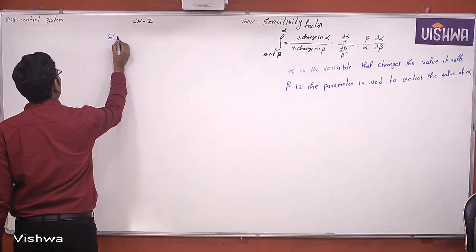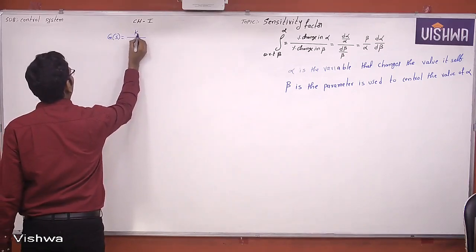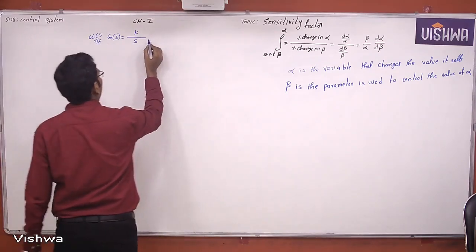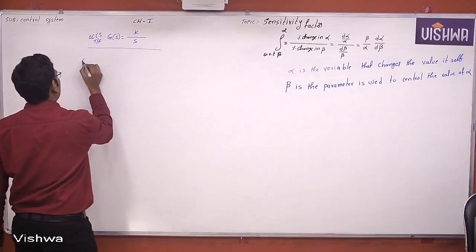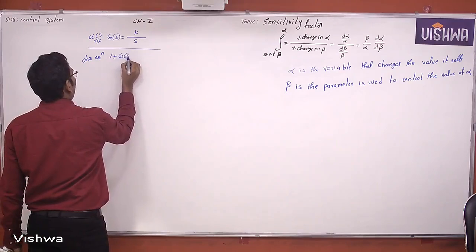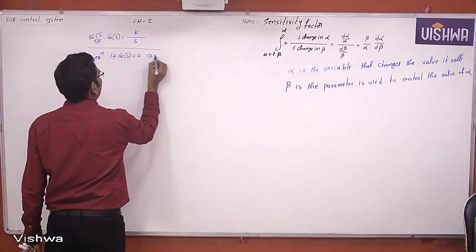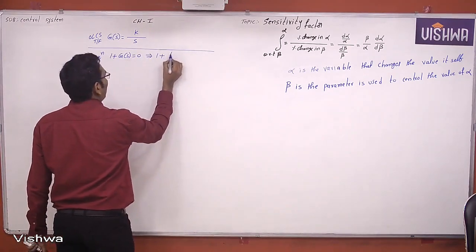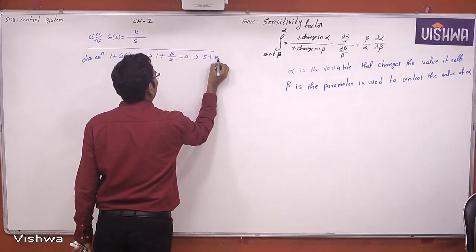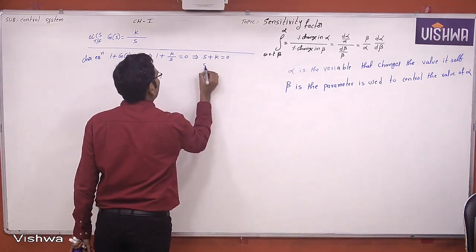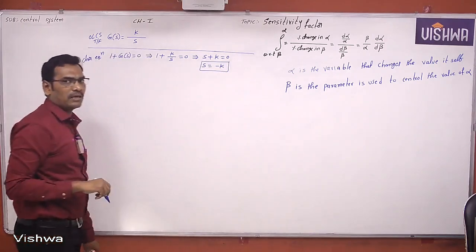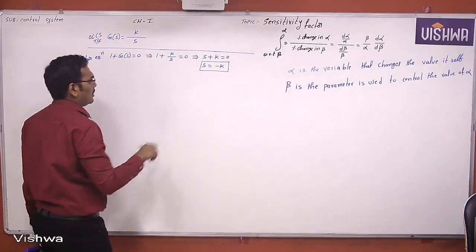First you just recollect this. G(s) equal to K by s. This is one open loop control system transfer function. Now I convert this into a closed loop control system, which means now you find the characteristic equation. The characteristic equation is 1 plus G(s) equal to 0, which is 1 plus K by s equal to 0, which is nothing but s plus K equal to 0, s equal to minus K. This is the closed loop pole.